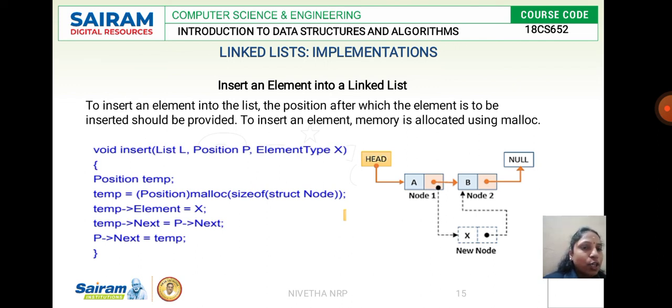Now what happens? What is the actual address of node 1? It should hold the address of node B, node 2. Since we are going to insert a new element, now it has to hold the address of the new node. That is what the position of next is. Then P of next will be your temp. Now the temp will be your new data, the new node you have created to insert.